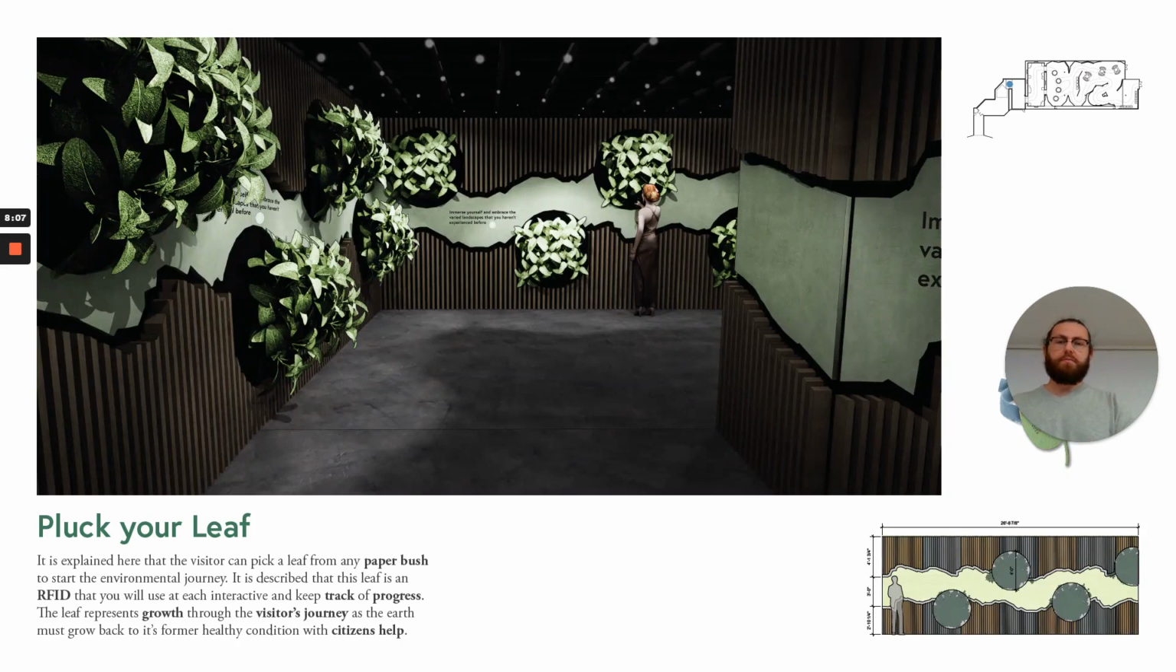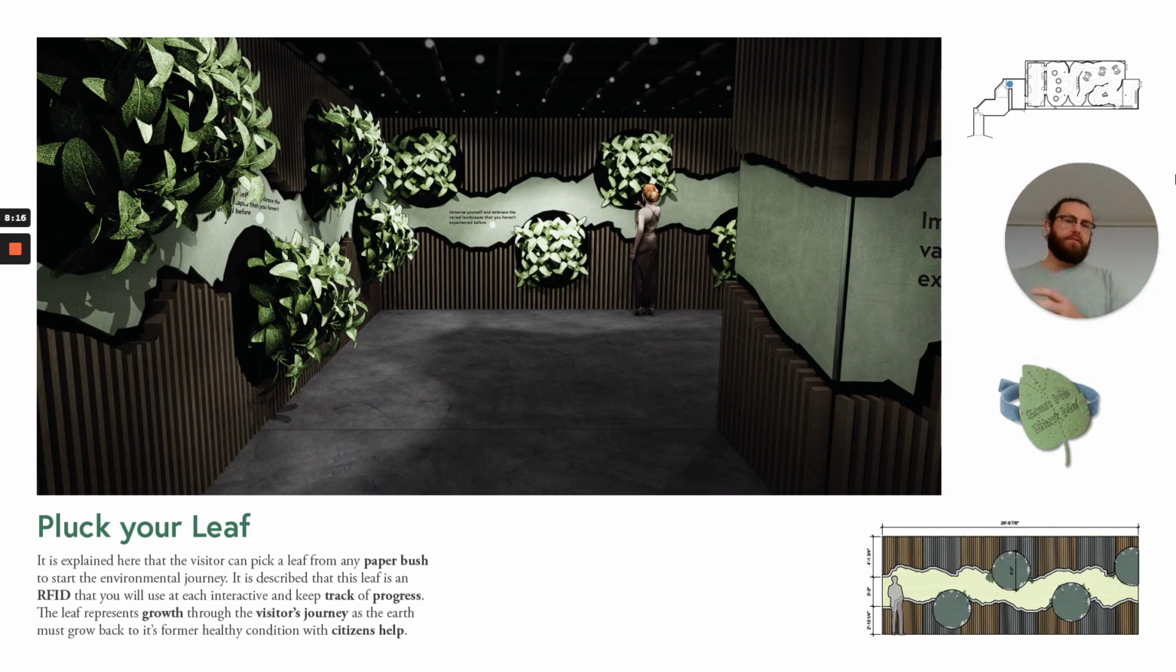And then it brings you into Pluck Your Leaf. In this area, this hallway has walls covered in these bushes that are actually seed paper leaves attached to wristbands for your RFID. So people will be told to pick these and use them to start every activity to keep your progress, and also to represent growth, the tangential meaning of the growth of how you're working towards a better environment and the growth of what you're going to bring home with you later on.